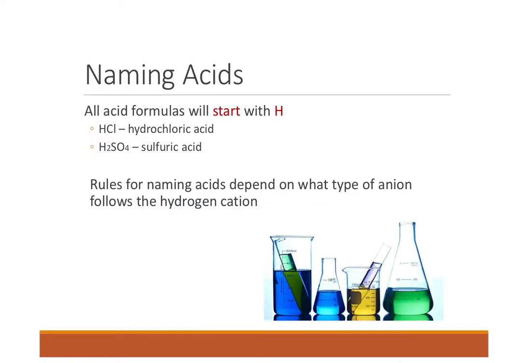There are some rules for naming acids. All acid formulas will start with that hydrogen, the thing that is donated that makes the compound an acid. So, for example, HCl is hydrochloric acid and H2SO4 is sulfuric acid. The rules for naming the acid depend upon what kind of anion, or negative ion, follows that hydrogen cation, the positive hydrogen ion.